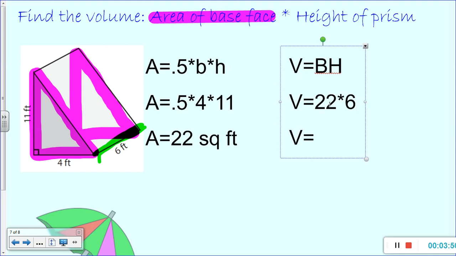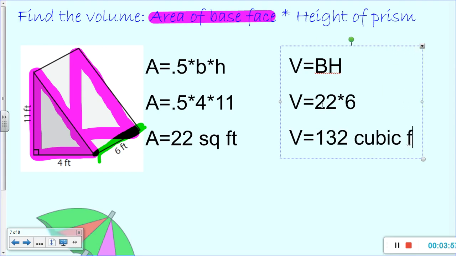So when I multiply the 22 times 6 together, I get 132, and again, this is going to be cubic feet because I'm now doing volume.